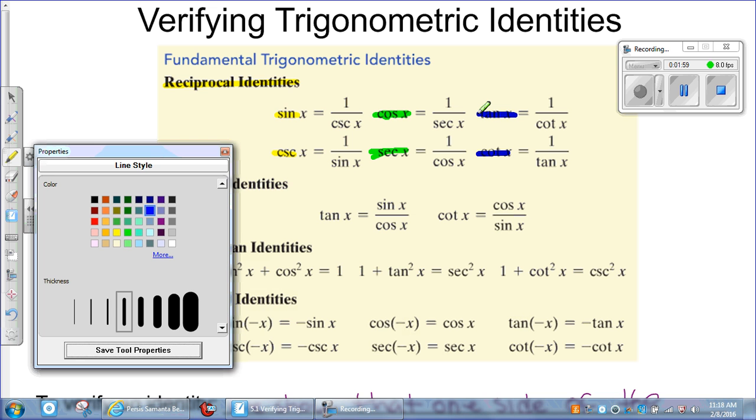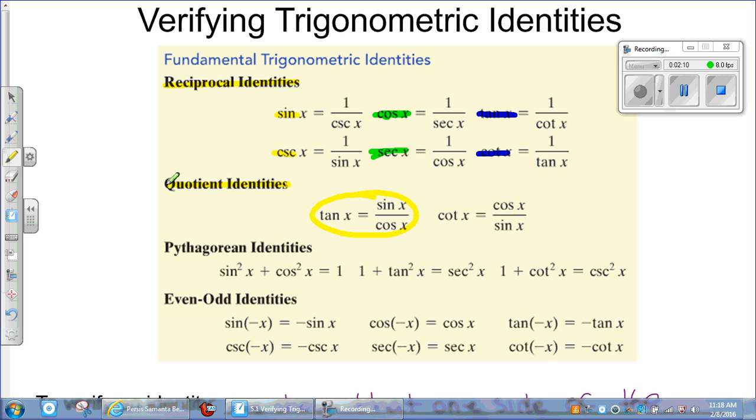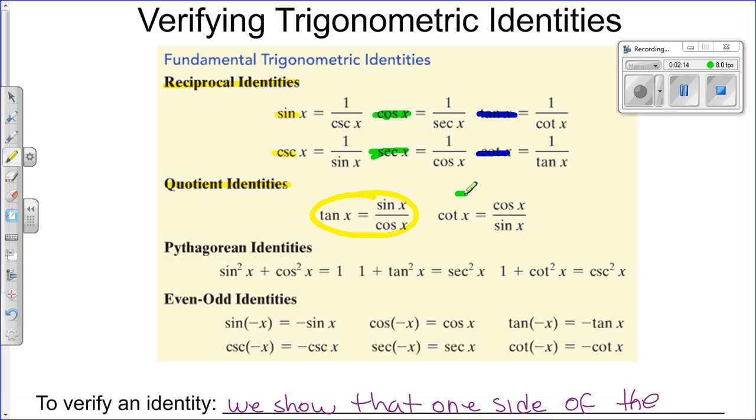Then we do have the quotient identity. And so we know that tangent is sine over cosine. And cotangent, since it is the reciprocal, it makes sense that we flip them, right? So it will be cosine over sine. So those things you must know. And actually, this is kind of good for your test. This is kind of like a little review of that.